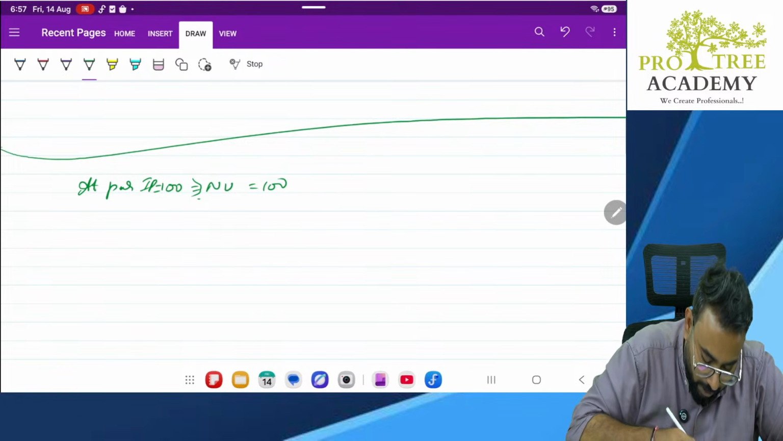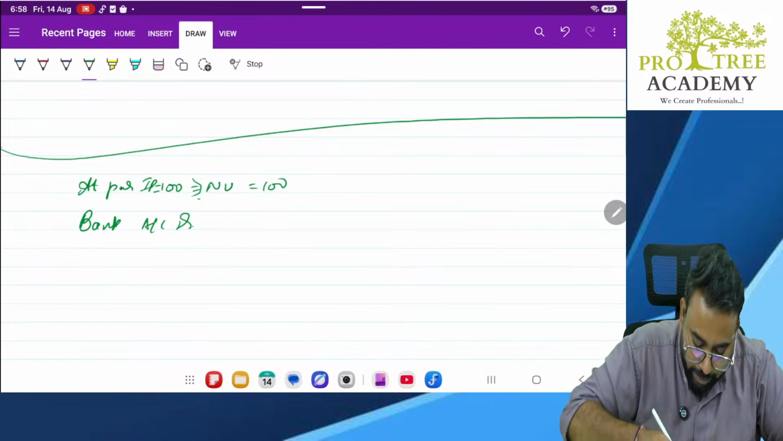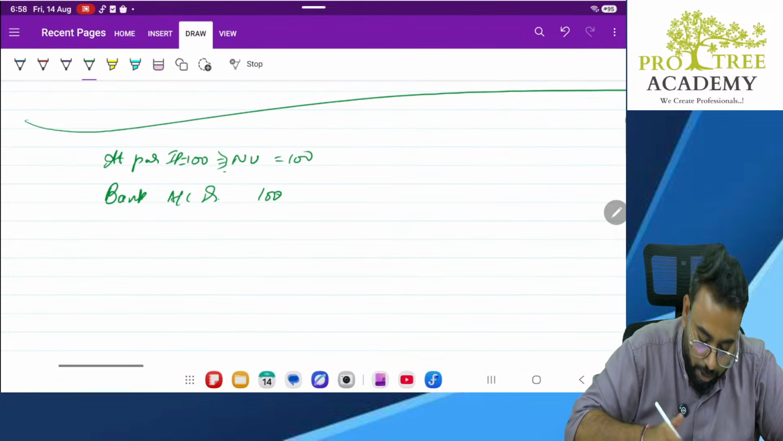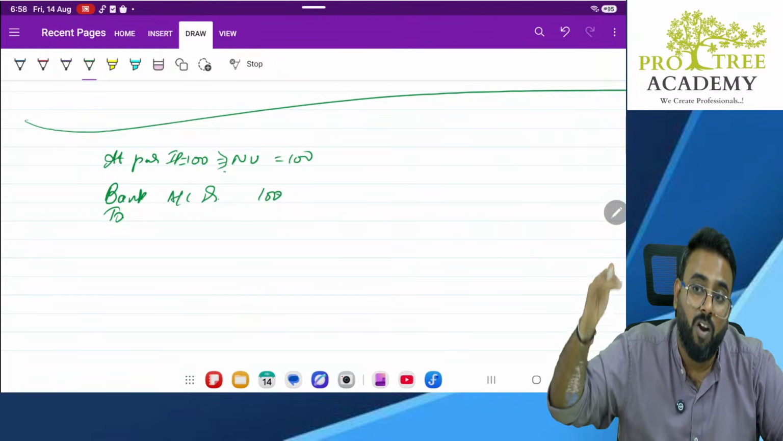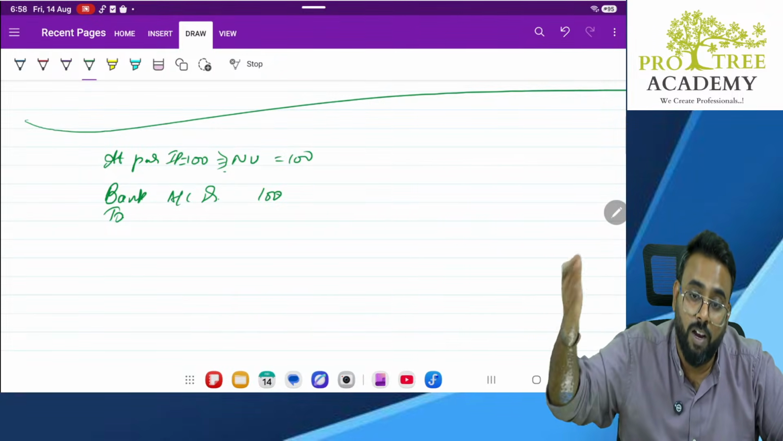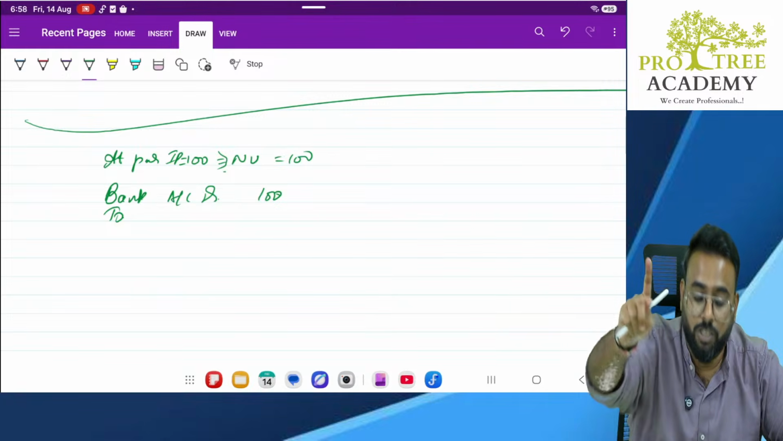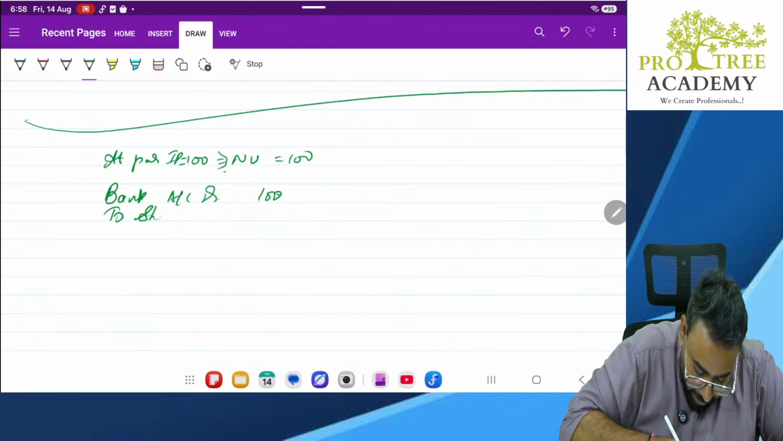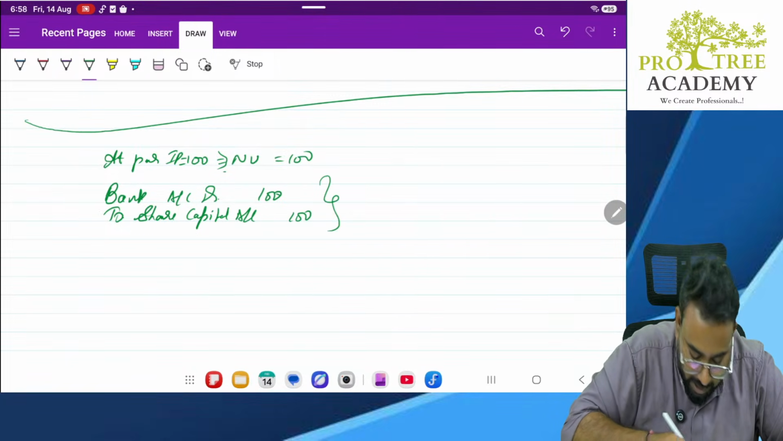Clear? At that time, what happens, sir? One is you will receive the money in the bank account. So bank account debit 100. You will not create share application money, share allotment money, or share first call account. Why? Because there is no installment. There is one shot. So the entire money will go directly to the share capital account. Only one journal entry, done and dusted.